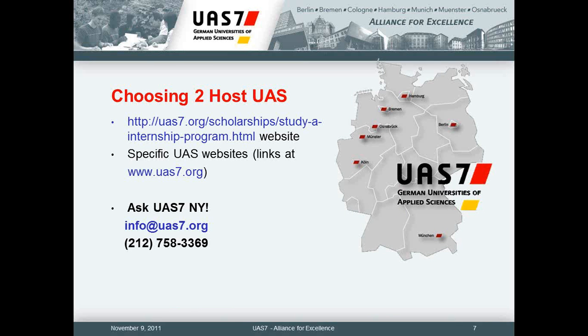Now, I'd also like to emphasize that you should choose two host UAS. You'll see this on the application, but not everybody takes it seriously. If there are 2 institutions where you can study what you need to study, you really need to list 2. A lot of pretty, borderline, almost competitive applications, I think, might have made it if they had been eligible to be considered for their second choice once they were not chosen for their first choice. So if you have any opportunity to do so, please list 2.